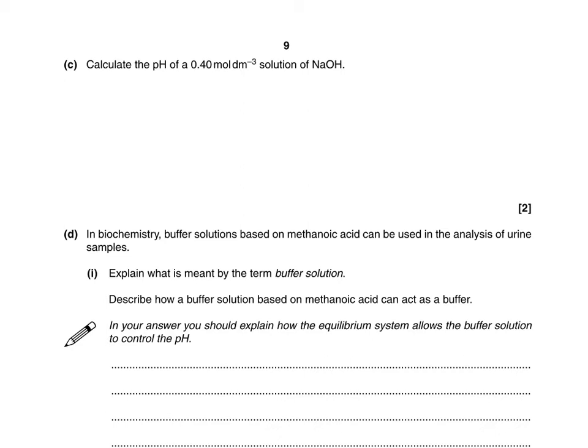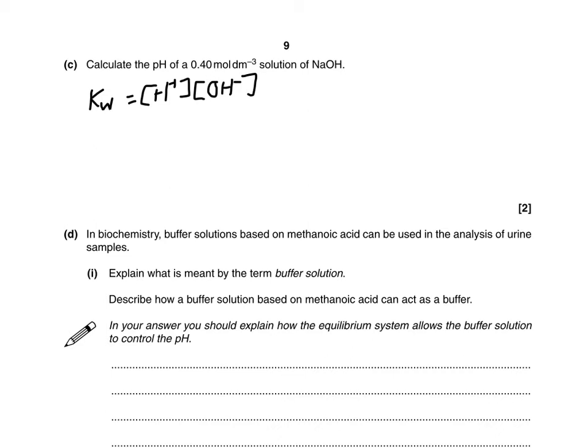Okay, so we're calculating the pH of a sodium hydroxide solution. There's 2 ways of doing it. We can start off with Kw equals H plus OH minus. Now it's not a neutral solution, so H plus doesn't equal OH minus, as it does with pure water. Instead, we've added extra hydroxide ions. So Kw equals 10 to the minus 14.